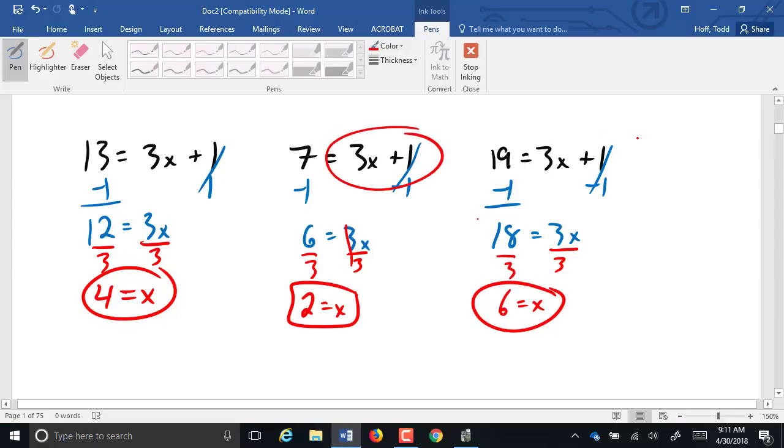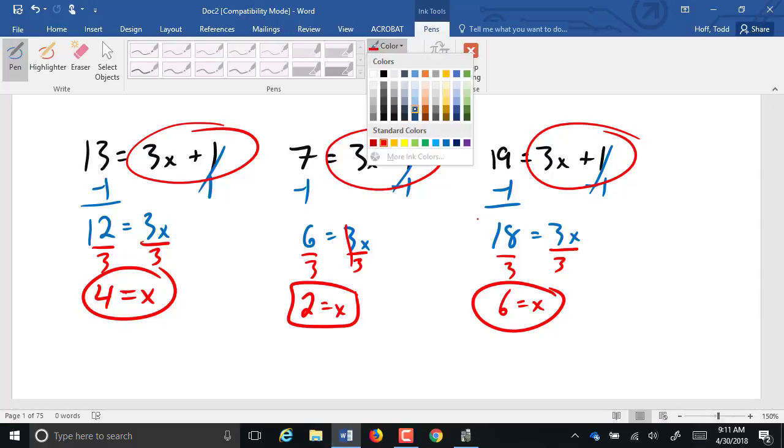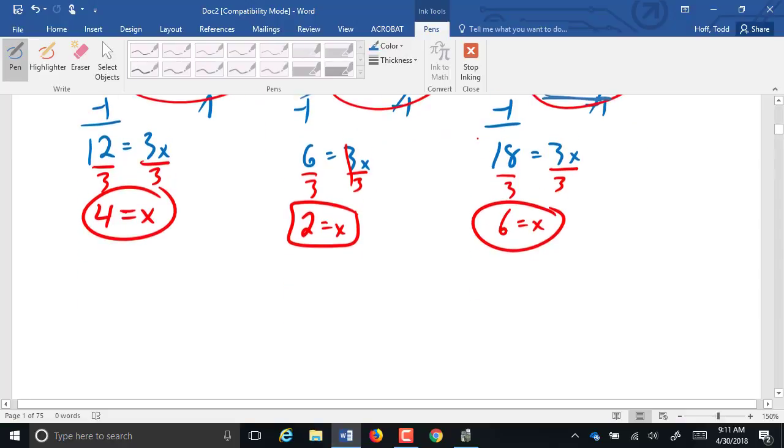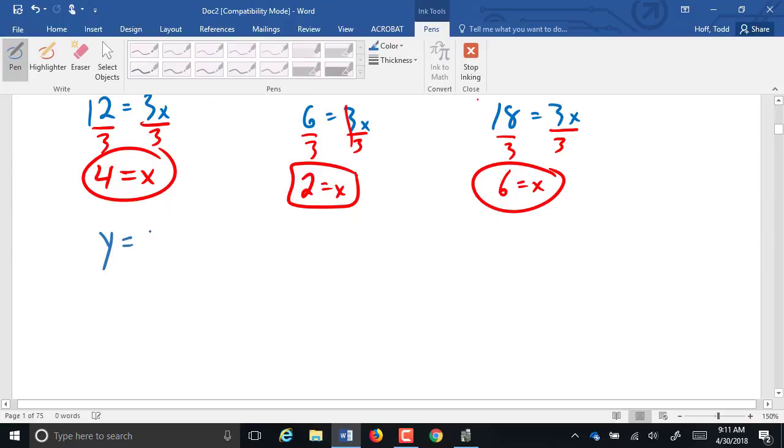So the reason the steps were the same was the right side of the equation, the side with the x, was the same in each equation. This is called a family of equations. In fact, there's an infinite number of equations I can write by having 3x + 1 on one side and then just changing the number on the left side. So I can represent that whole family simply by writing y = 3x + 1.